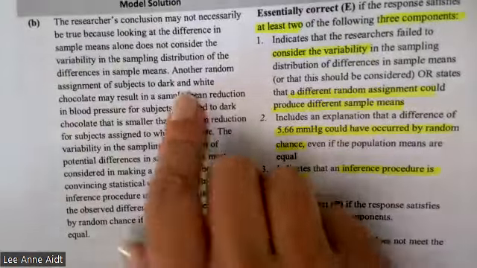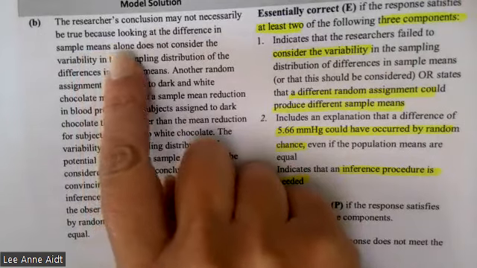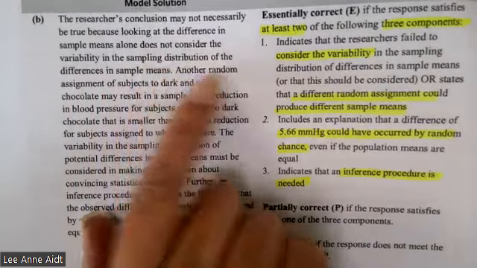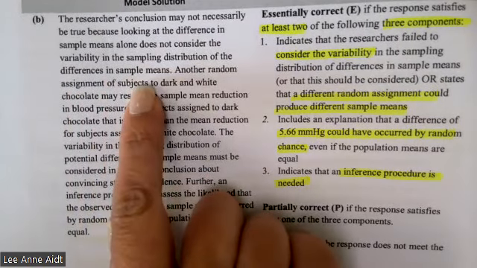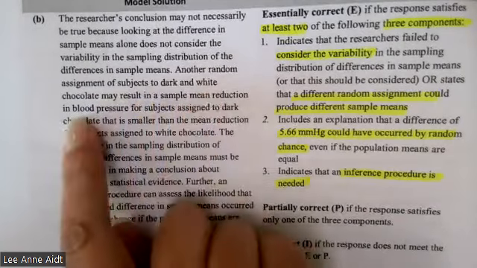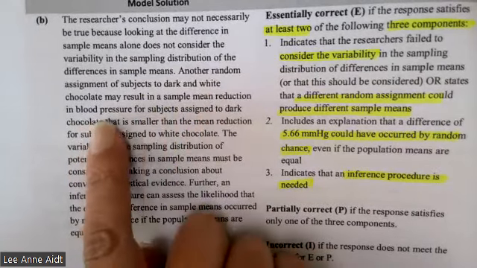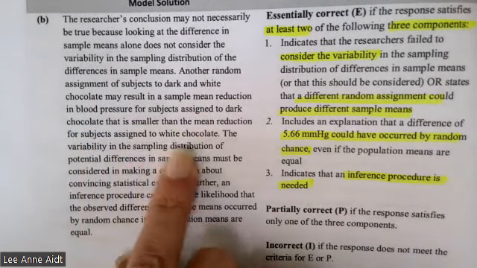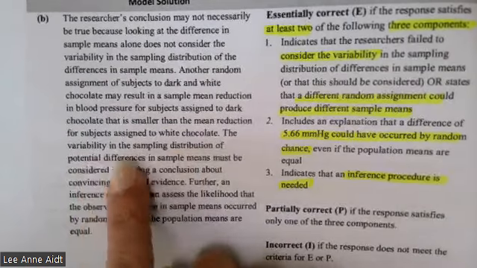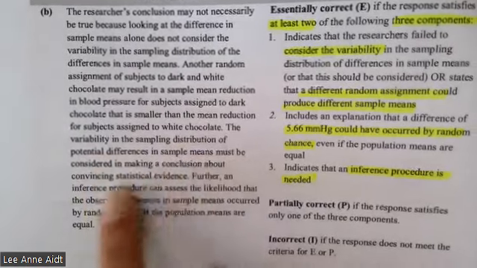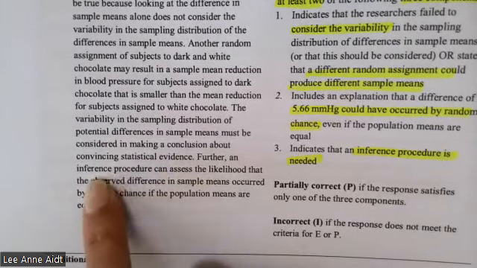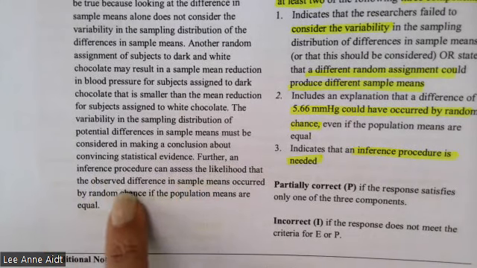Their answer is: the researcher's conclusion may not necessarily be true because looking at the difference in sample means alone does not consider the variability in the sampling distribution of the differences in sample means. Another random assignment of subjects to dark and white chocolate may result in a sample mean reduction in blood pressure for subjects assigned to dark chocolate that is smaller than the mean reduction for subjects assigned to white chocolate. The variability in the sampling distribution of potential differences must be considered in making a conclusion about convincing statistical evidence. Further, an inference procedure can assess the likelihood that the observed difference in sample means occurred by random chance if the population means are equal.